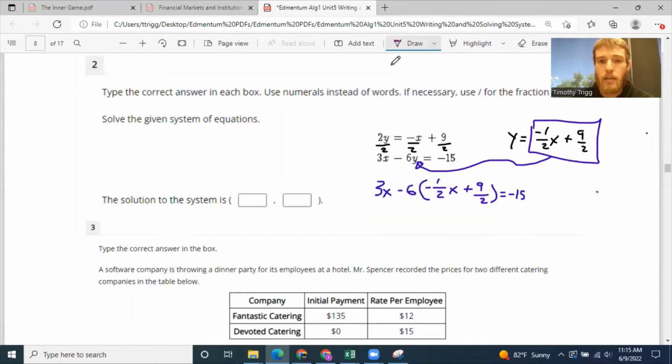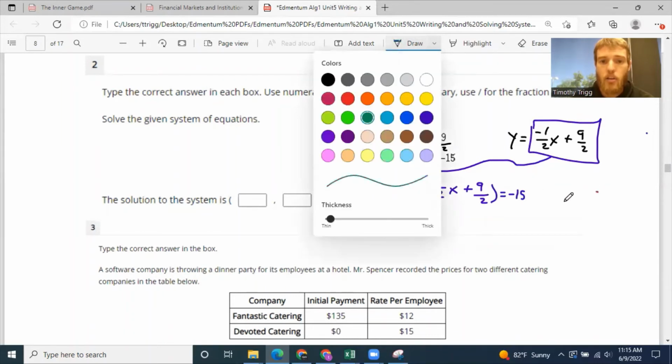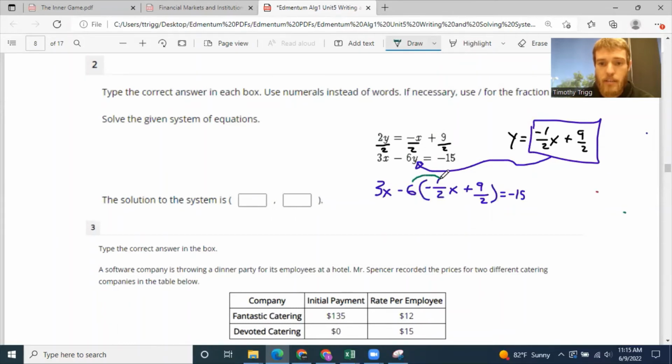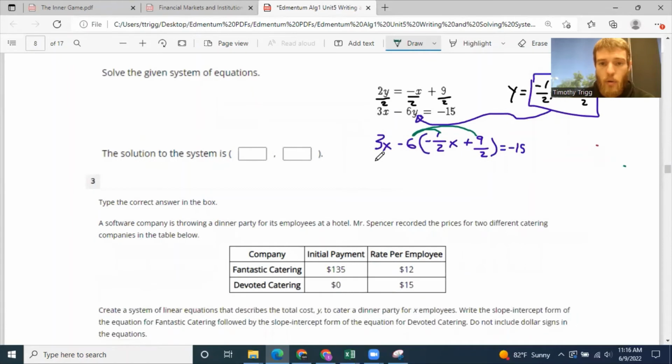Well, hopefully you can see that I can distribute this negative 6 into this parentheses. Well, the 3x doesn't change, but when I multiply this negative 6 times negative 1/2, that's going to be a positive now because negative times negative. But remember, to multiply a whole number times a fraction, you multiply times the top, then divide by the bottom. So 6 times 1 is 6, then divided by 2, which is 3. So that's going to be 3x.